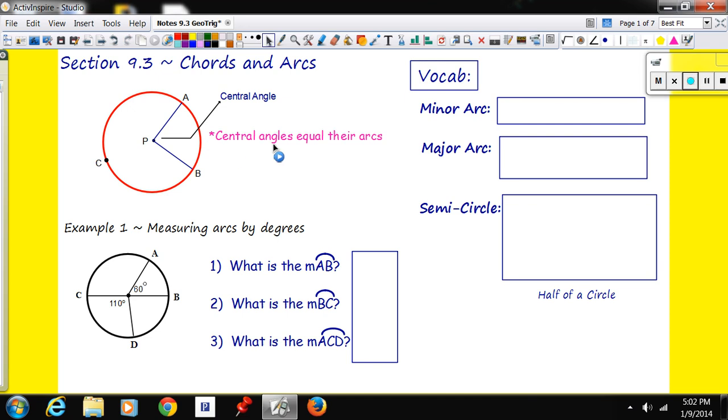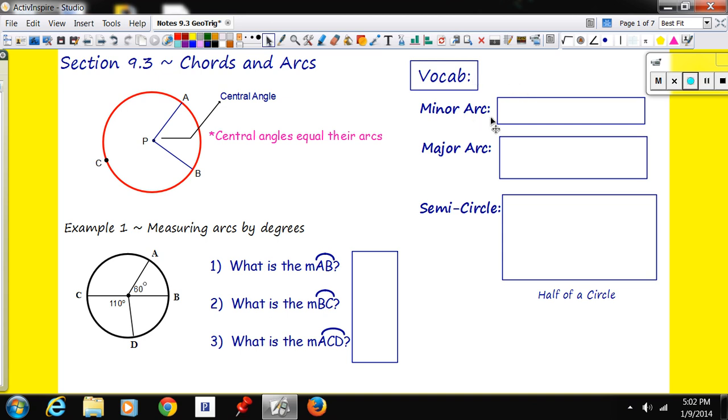Now central angles equal their arcs. So let's say this looks like about a 90-degree angle. If this is a 90-degree angle, then this is a 90-degree arc right here. There's 360 degrees in one whole circle, so this would be 90 of those degrees because it's a 90-degree angle. So central angles and their arcs are equal. We'll do an example down here, but let's get a few vocab terms in real quick.